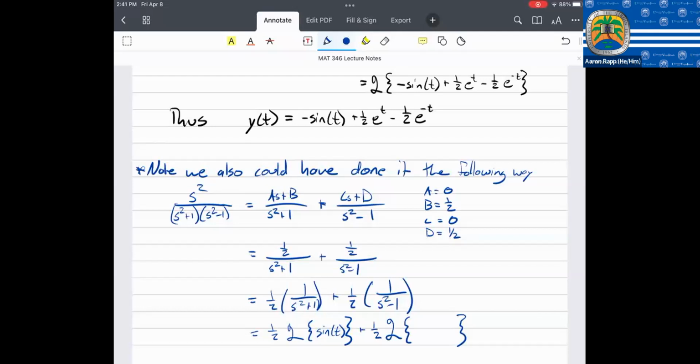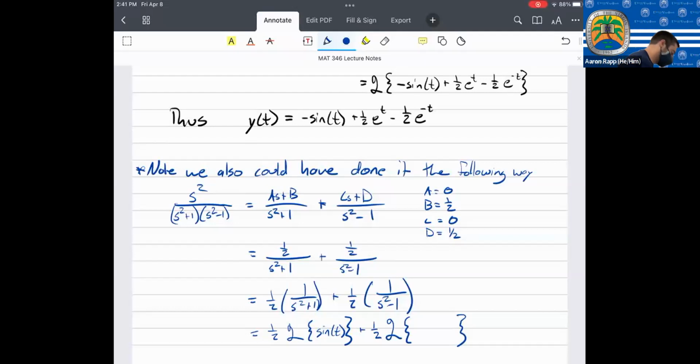Hyperbolic what? So I have a 1 over s squared minus 1. For the hyperbolic cosine, what is in the numerator for my Laplace transform? My variable s. I don't have that here. I just have a constant. Constant is 1.